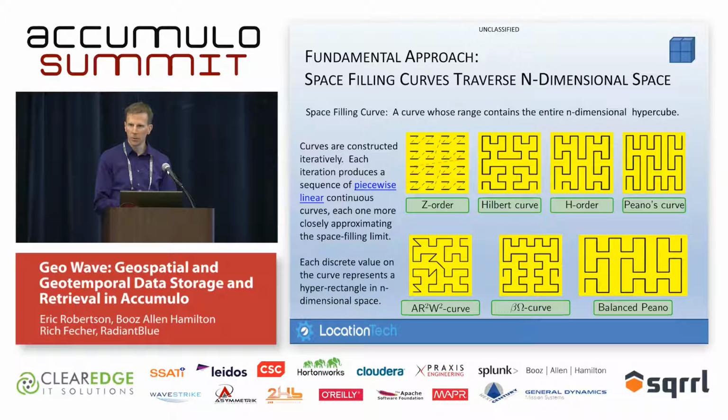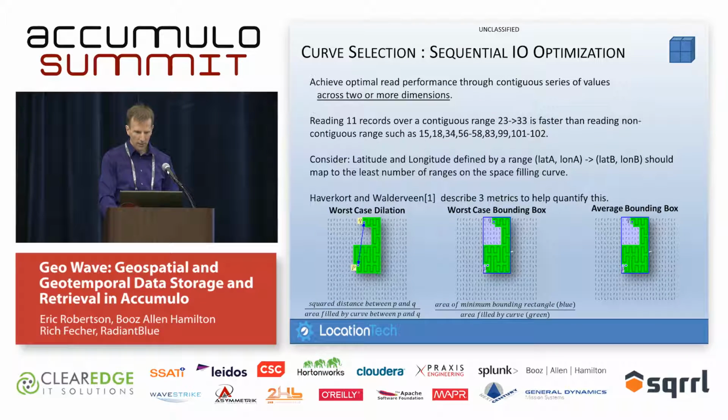I don't know if you're familiar with space-filling curves, but basically they're a linear traversal over n-dimensional space. So each point along your curve represents a point in your n-dimensional space. Now, as you can see from this slide, there are a lot of different varieties of curves. So how do you choose the best one to do your mapping?